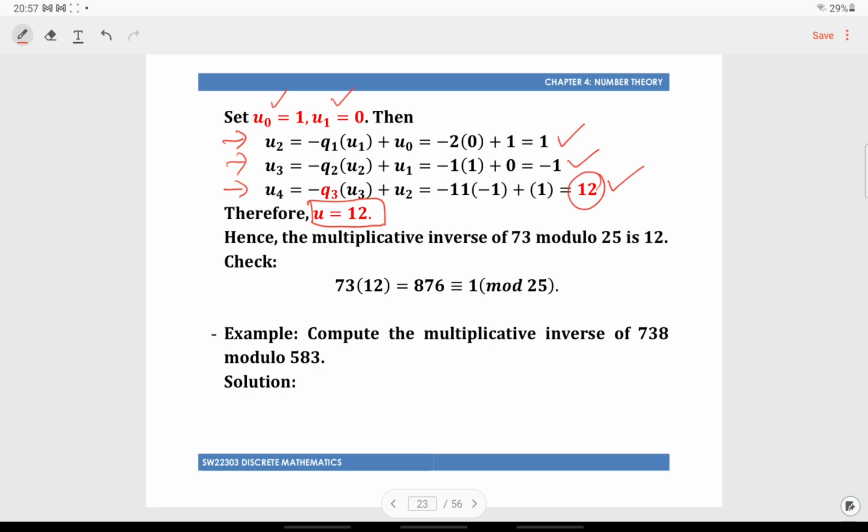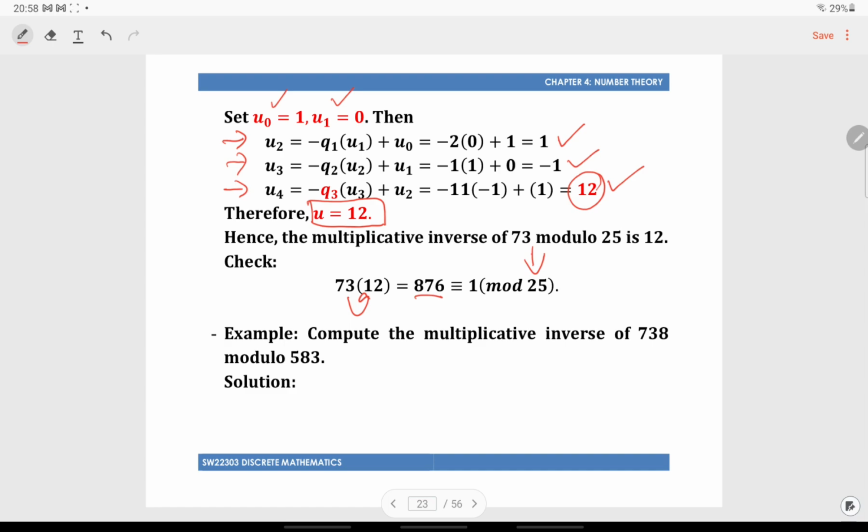Okay, let's say the question asks you to verify. So how to verify? Is it true that 12 is the multiplicative inverse of 73 modulo 25? Yes, we can verify. We go back to the definition of multiplicative inverse. So we multiply these two numbers. Okay, we obtain 876. So 876 is congruent to 1 modulo 25, because 876 minus 1 is divisible by 25.